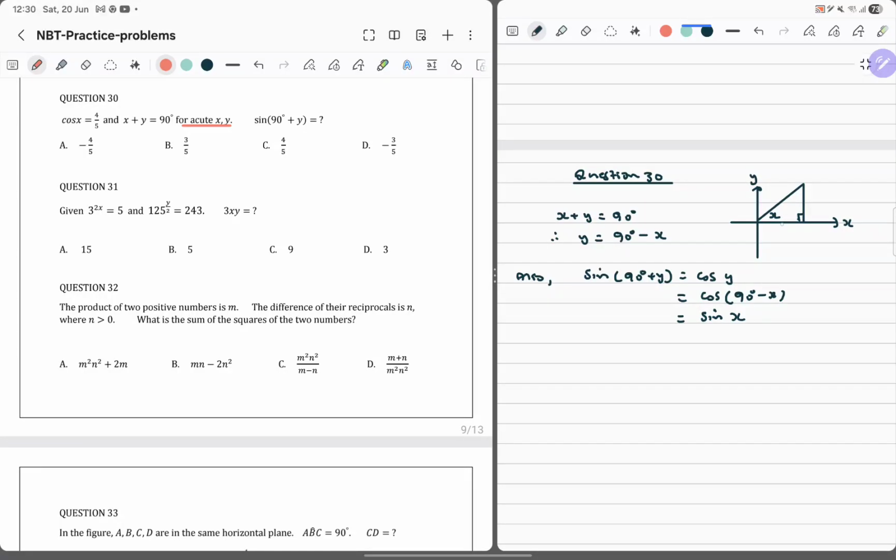origin, so cos is adjacent over hypotenuse. So if that's the case, the opposite is going to be 3 from Pythagoras, right? We know that y is going to be the square root of 5 squared minus 4 squared. This is 25 minus 16, that's 9. So that's 3. Okay, so now this implies that sine of x is 3 over 5. Right, so the answer is B.